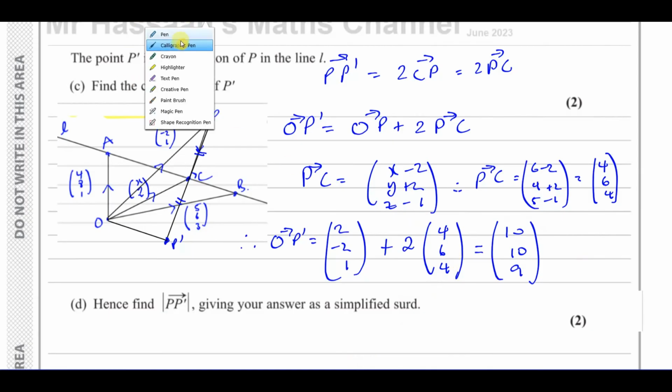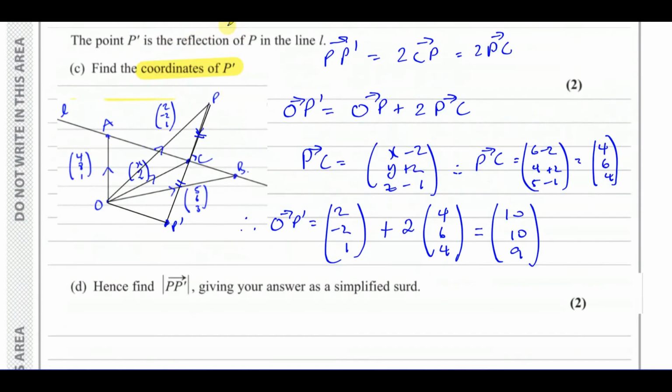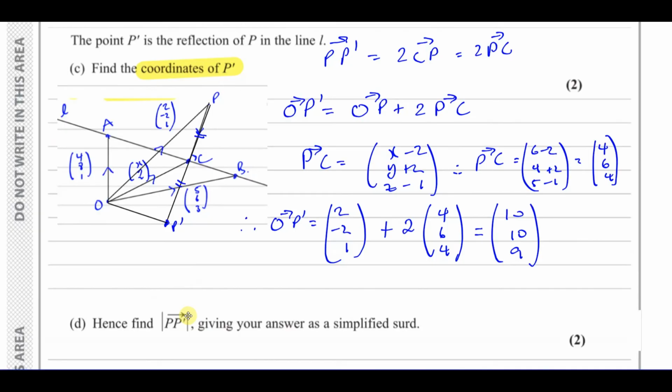However, we have to be careful not to lose marks. Sometimes they're a bit lenient, but it says coordinates. So technically we should give the answer not in position vector form, but in coordinate form. So you can say P dash has coordinates 10, 10, 9. If it says find the position vector, give your answer in vector form. If it says find the coordinates, give it in coordinate form. Remember, this is like how to get from the origin to the point: 10 along the x, 10 along the y, 9 along the z.